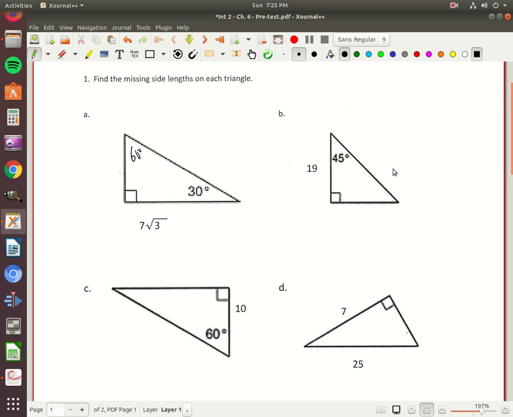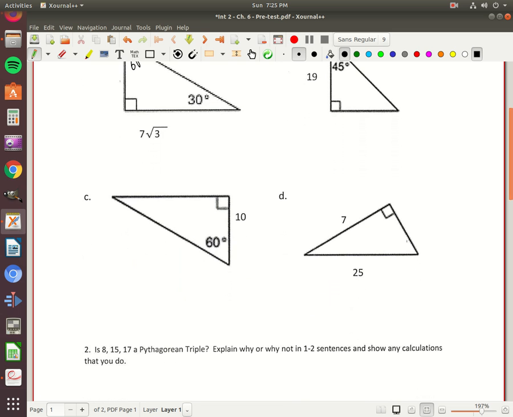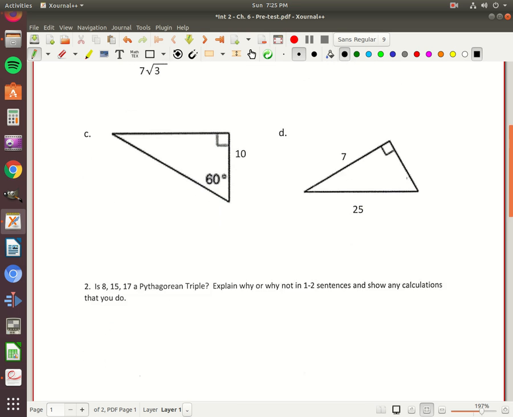So my hope is that you guys can get through problems like these. You'll notice D is interesting. It doesn't give you any angles, so I don't think that you want to use your special right triangles here. You might want to use the Pythagorean theorem, so just a hint.